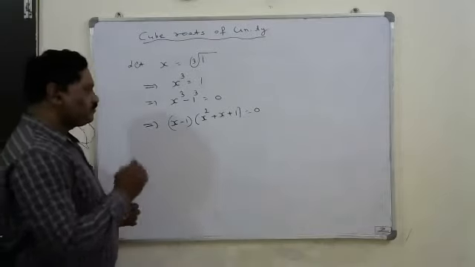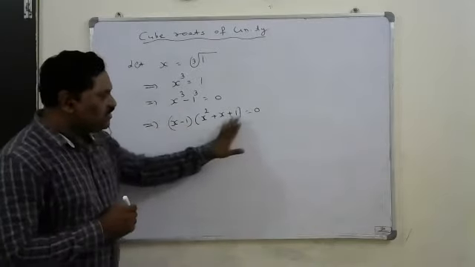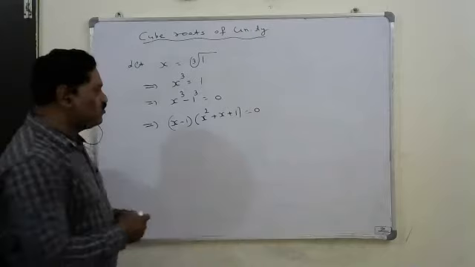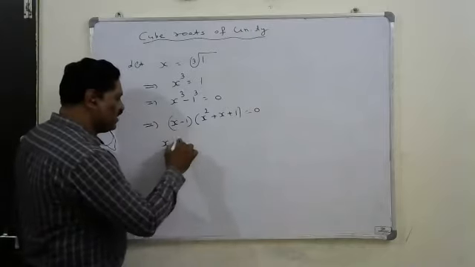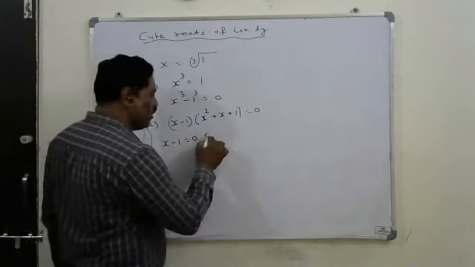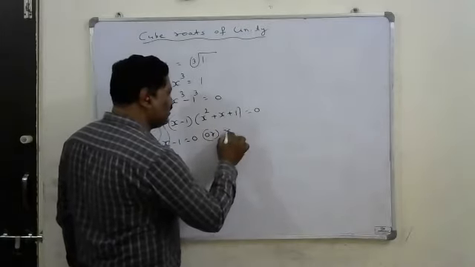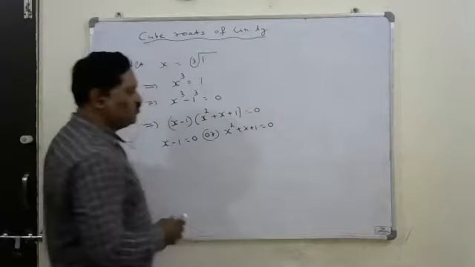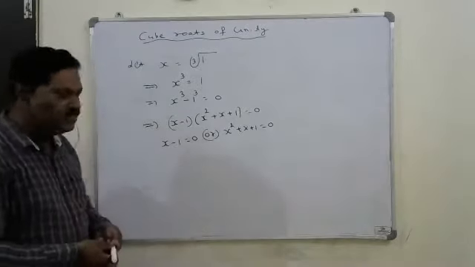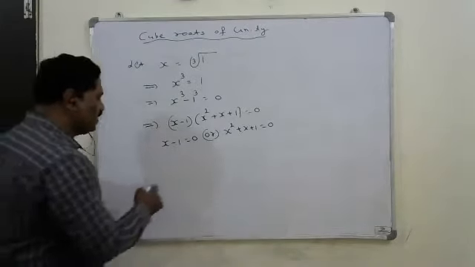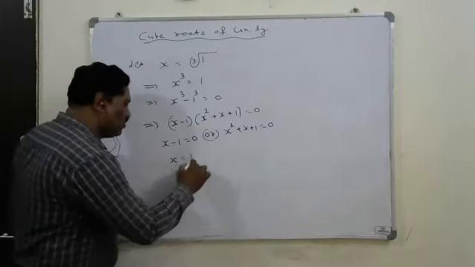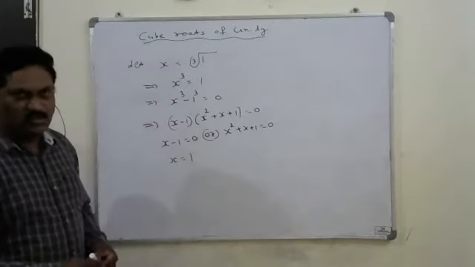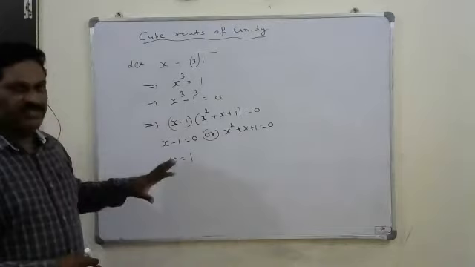This product is equal to 0, which means one factor is x minus 1 is equal to 0 or the other factor is x square plus x plus 1 is equal to 0. These are the factors of that. Since it is a linear equation, it will give one root. That root is x is equal to 1. So 1 will be one root of that equation.